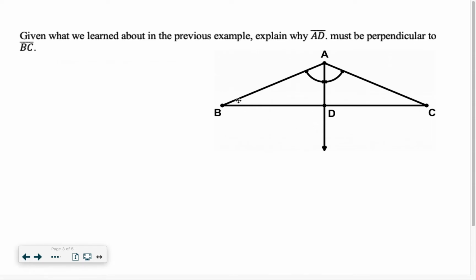So point B would map to point C, right? Where would point A and D land? Would point A and D change? That's right, of course it wouldn't, because points A and D are both on the line of reflection. Those points are fixed and they do not move. The only points that are going to change are the points on either side of the line of reflection, okay? So B would map onto C.